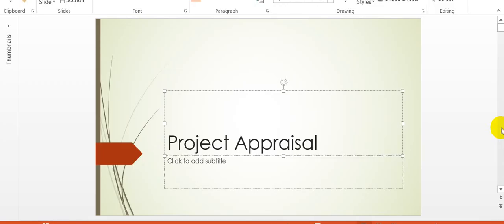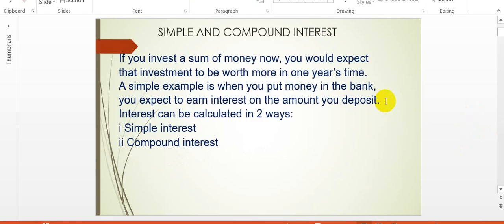Welcome to today's session on project appraisal. We are going to first look at ways of making simple investments. The first one we're going to look at is simple and compound interest.